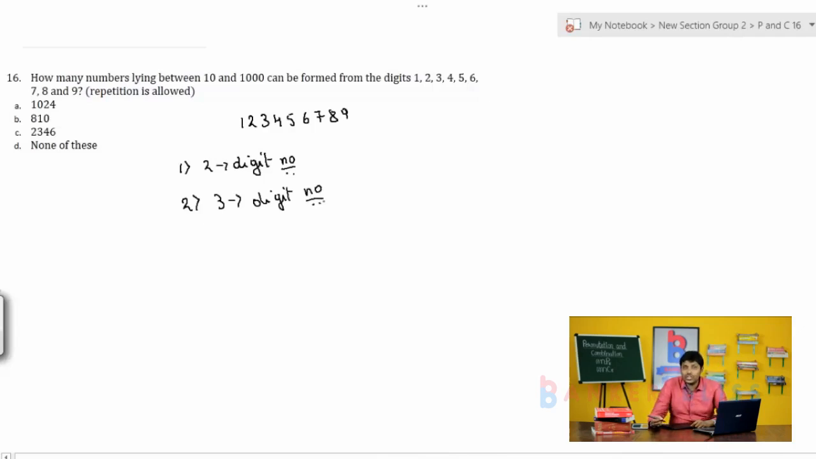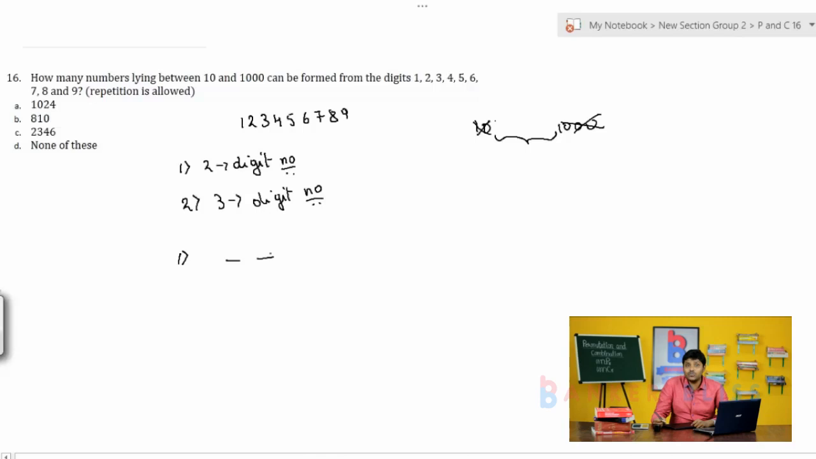Can you get a 4-digit number? No. The first 4-digit number is 1000, but they are telling between 10 and 1000, which means you have to consider only the middle ones. You have to exclude 10 and you have to exclude 1000. So you are going to get only 2-digit and 3-digit numbers. For a 2-digit number, you are going to get only 2 spaces.